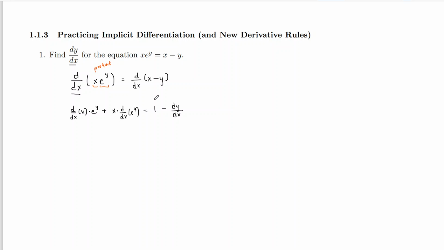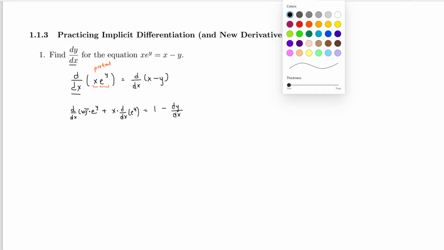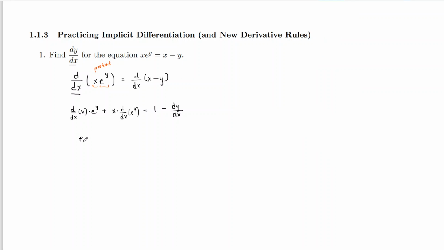All right, now do these other two derivatives. What is the derivative of x with respect to x? That's just 1. Actually, 1 times e to the y is just e to the y, plus x. And what's the derivative with respect to x of e to the y? We actually did this exact one when we did the derivative for the natural log, but just go through it in your head again.